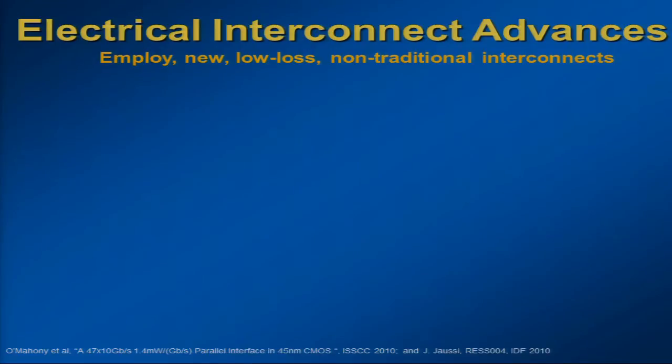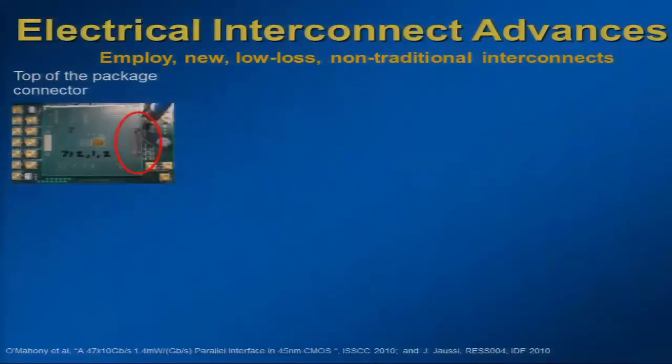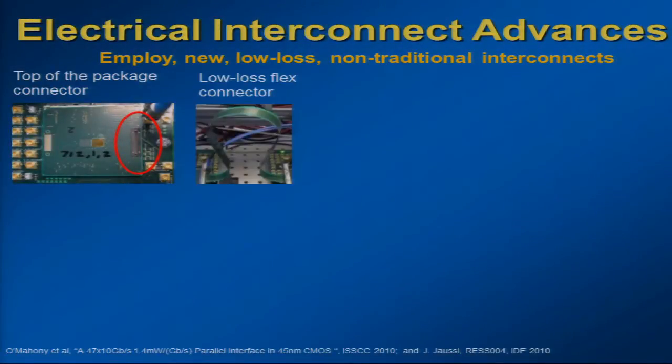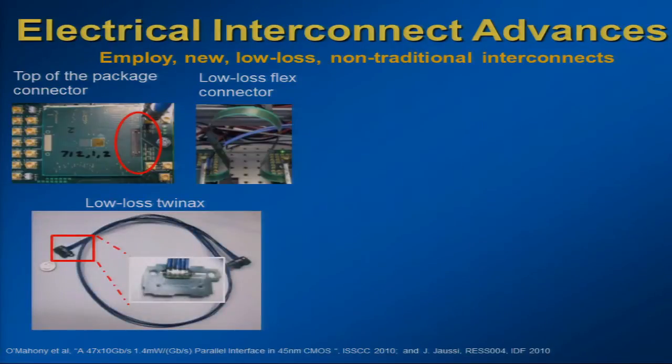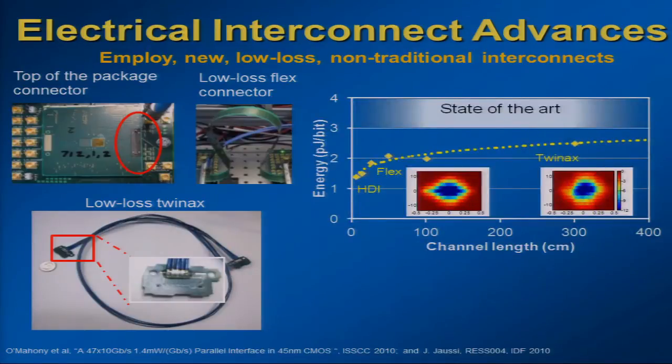So the advances in electrical interconnects are really based on employing new low-loss, non-traditional interconnects, such as top-of-the-package connectors. They're willing to spend a little bit more money on this. Low-loss flex connectors or twin-ax cables. Using this, they have really pushed down the energy in picojoule per bit. This was the state of the art, and now they are at something like 1 to 2.5 picojoule, even over 3 meters. And you can see the eyes are still wide open.